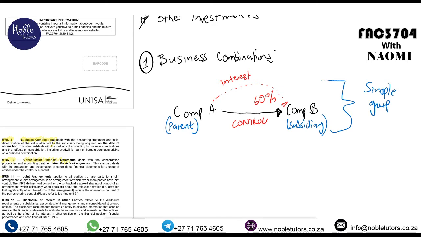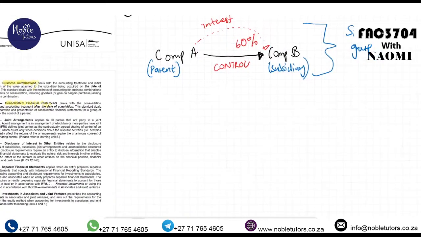All right, so we say the first group is a simple group, right? One parent, one subsidiary. It doesn't end this way. It comes in three other ways. We've got three other groups that we can have. I'm going to start with the groups right away. So the first option, or rather the first group, I'm going to start with this one.